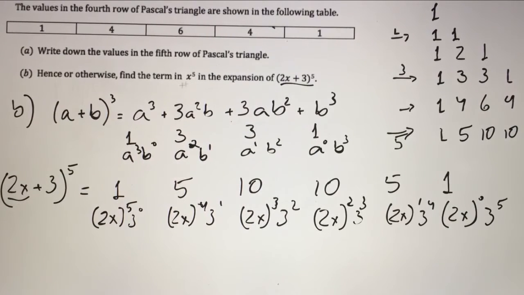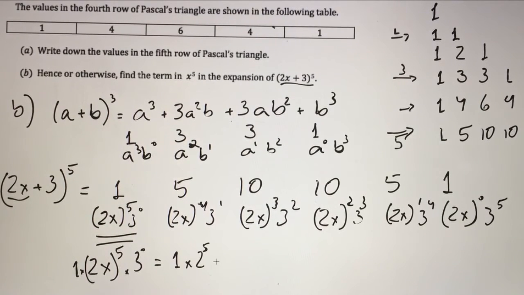But he's only asking for the term that has x to the power 5. So I don't have to do all of this, right? I can see that the only term that's going to have an x to the power 5 is this one. So that's going to be 2x everything to the 5th times the 1 from Pascal's triangle times 3 to the 0. So 1 times 2 to the 5th, x to the 5th, times 3 to the 0, which is just 1 again. So this is going to be 1 times 1, and 2 to the 5th is 32. So it's going to be 32x to the power of 5.